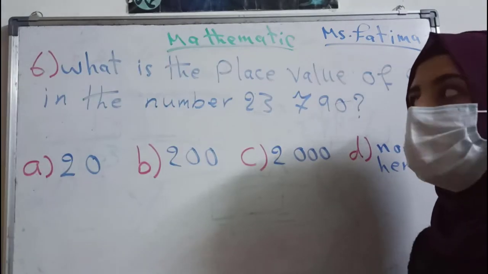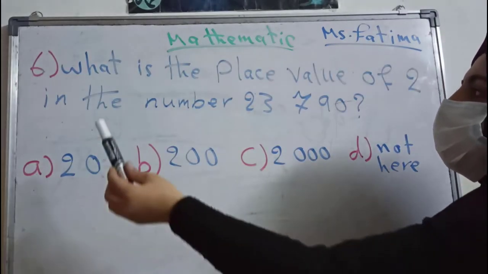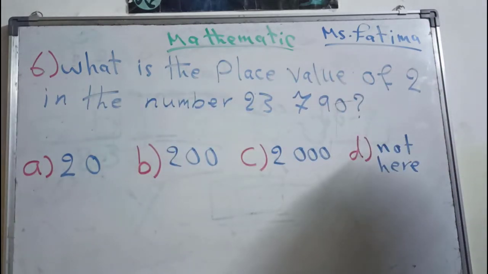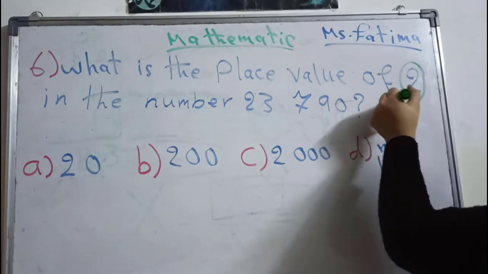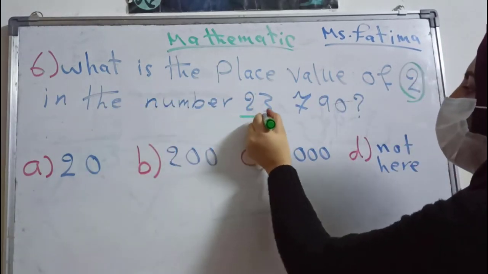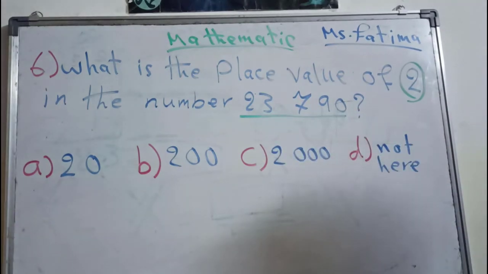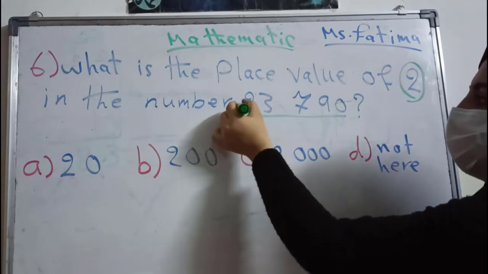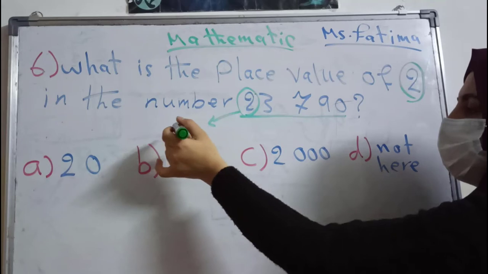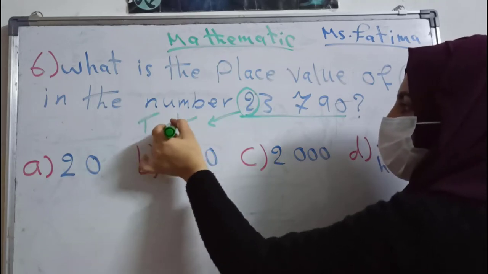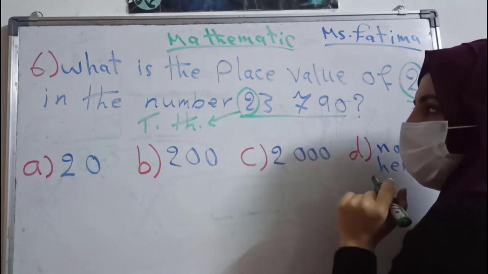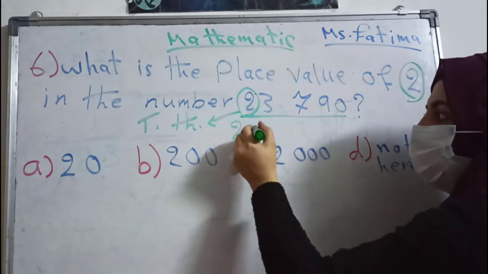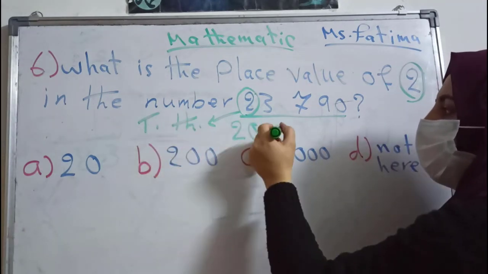Now students, let's solve equation 6. In equation 6 right there, what is the place value of 2 in the number 23,719? We have only one 2 in here and it's in here. It's in tens of thousands. Then when we write this 2, we have to write 2 with adding 4 zeros because it's in tens of 1,000.